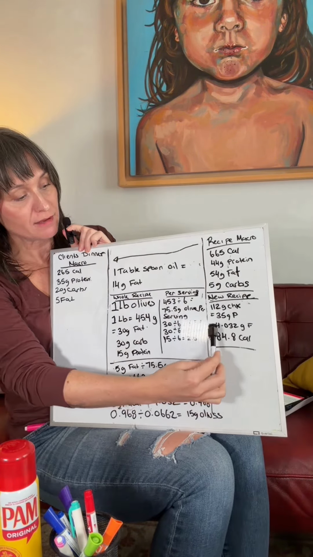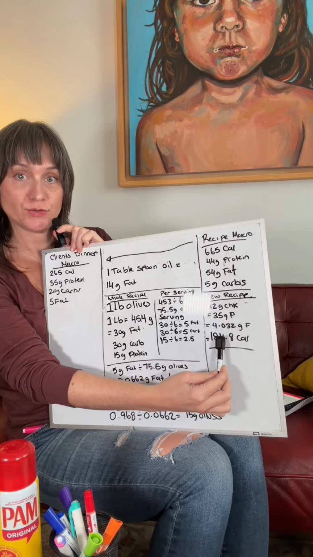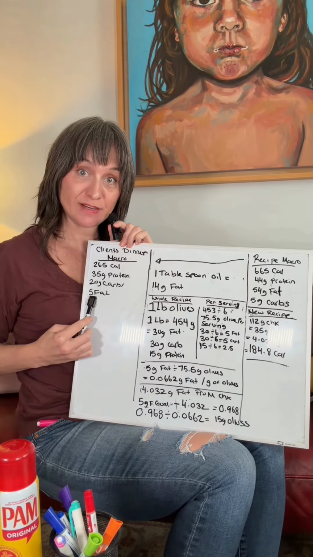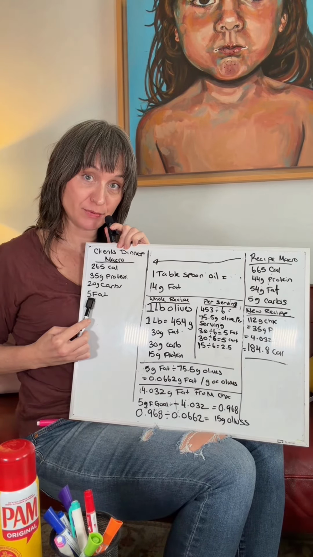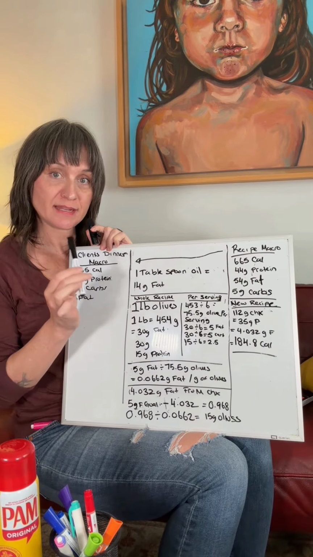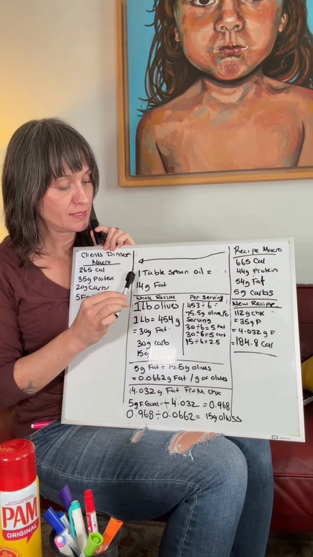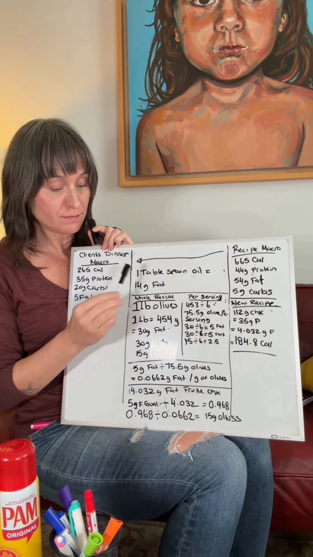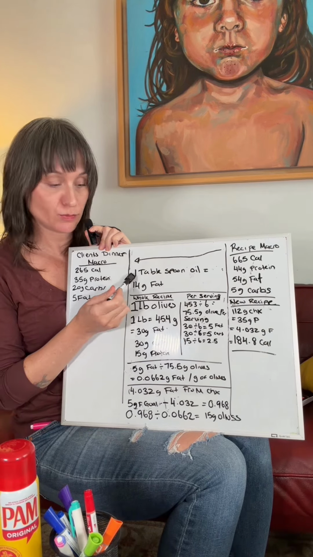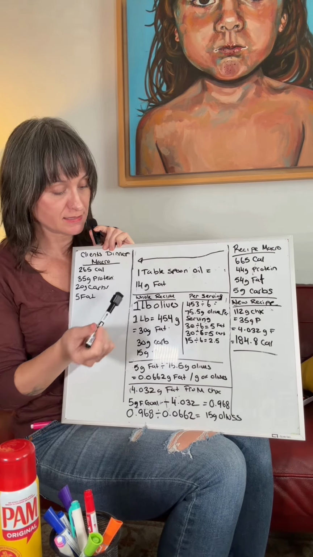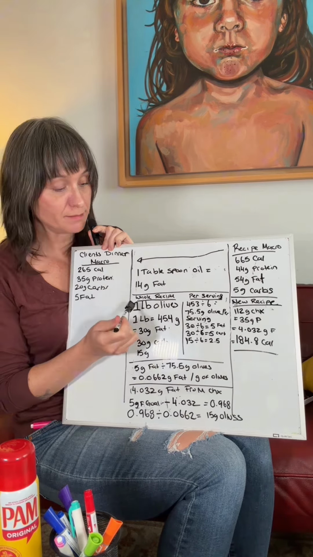Remember, we already have 4.032 grams of fat, and we only need 5 grams of fat in this recipe per serving. So the two things that have the most fat in them are the oil and the olives. So 1 tablespoon of oil equals 14 grams of fat. And the recipe calls for 1 pound of olives.